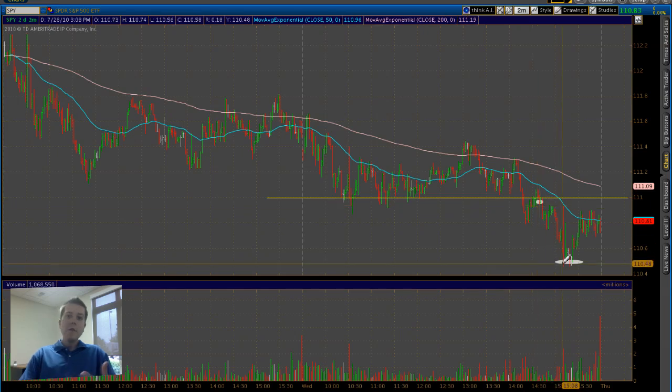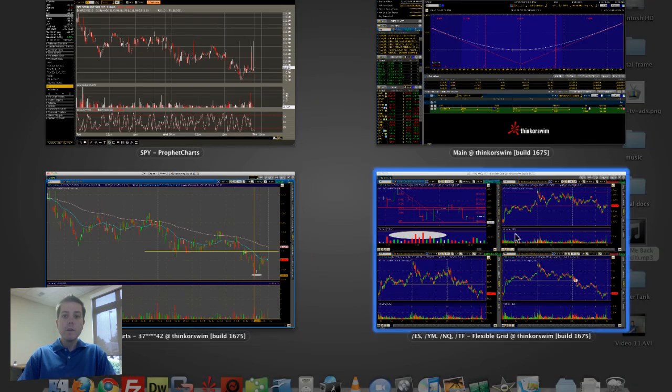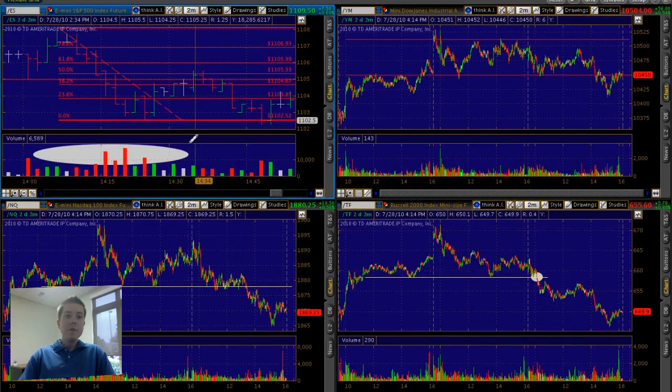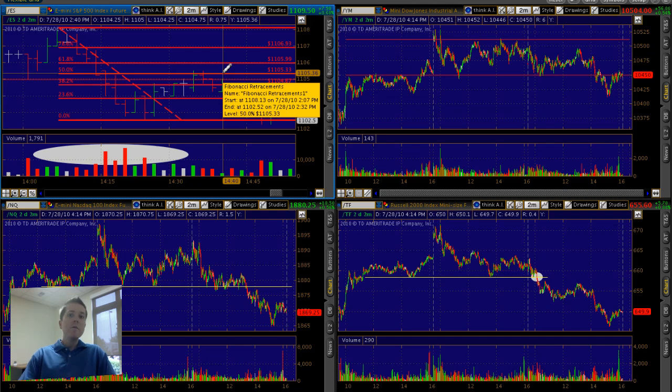We took a little over 0.4%. It's not huge, but this was a great day trade. And if you can get 0.4% out of a day trade on the SPY, then that's a win for sure. Especially when you're only risking about 0.15%. So a little over 0.1%.